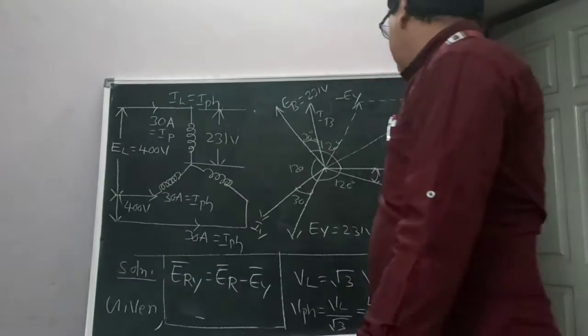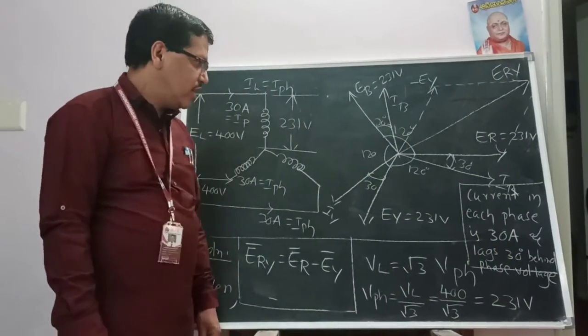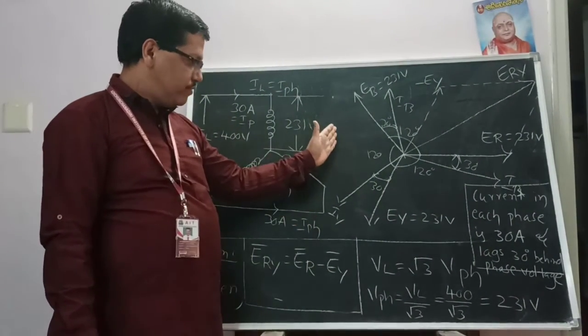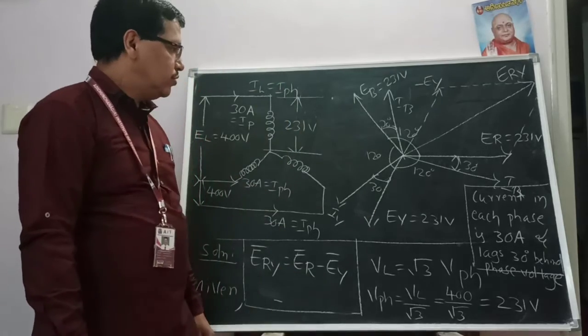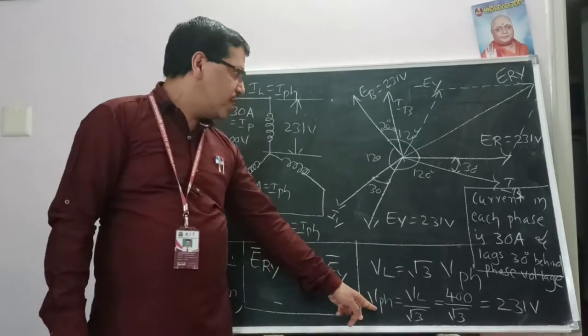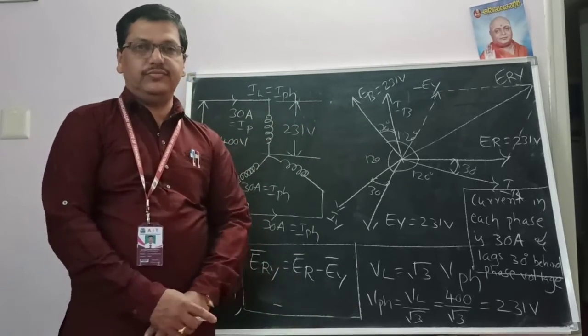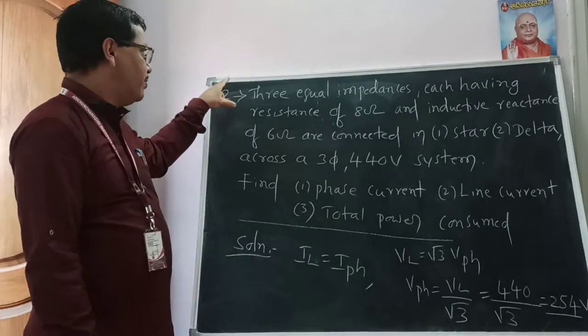So as usual, we already know the angles connected to this vector diagram. So this is the vector diagram connected to this problem. First he is asking for the power, second the phase voltage, and third to draw the vector diagram. So come to the second problem.